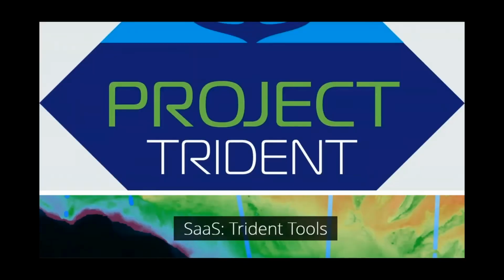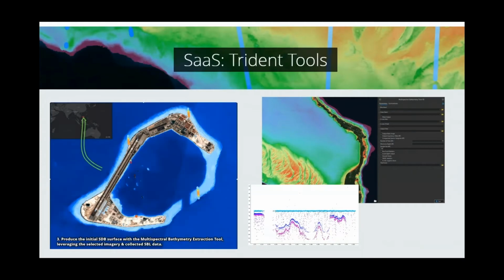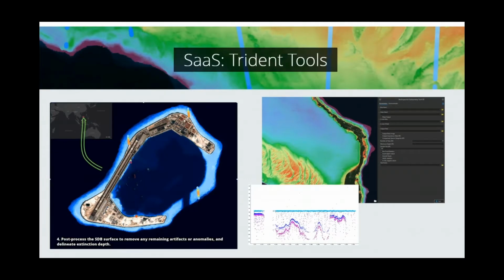We also offer Project Trident as a software as a service solution, in remote and anti-access areas and for specific uses. An operator here can use software as a service to combine ICESat-2 and multispectral satellite imagery to rapidly assess an area on the other side of the world from their desktop using Esri software.